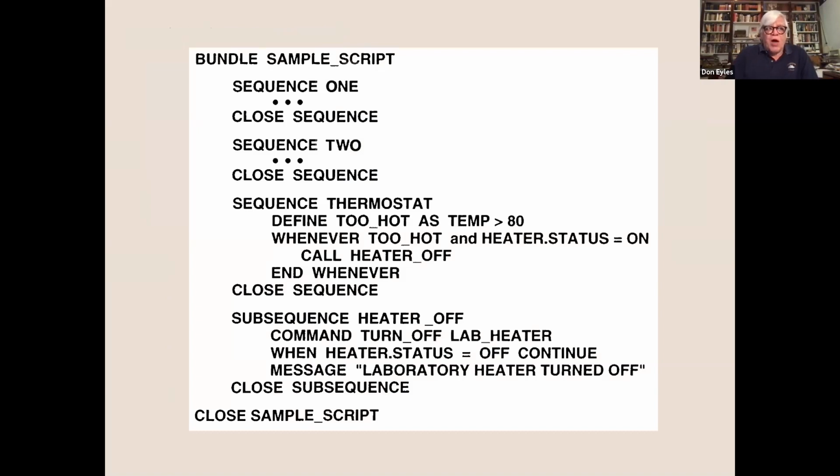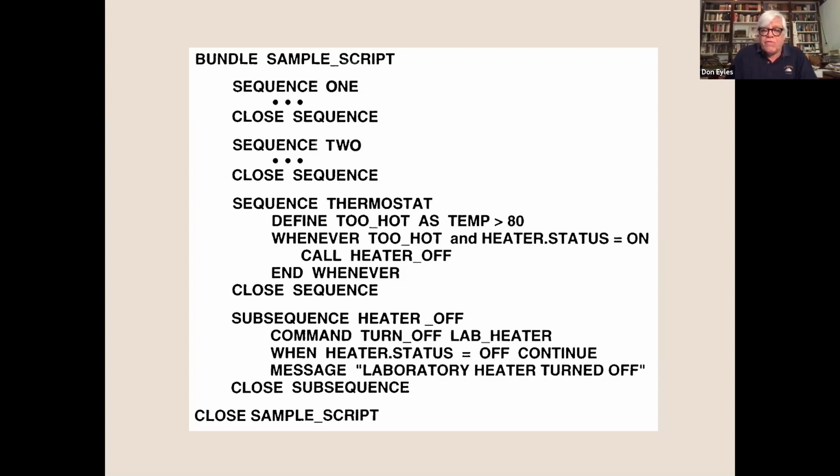Timeliner lets you write sequencing scripts. And here's a very simple example. The unit that's installed is called a bundle. That can contain some number of sequences and subsequences. The sequences operate in logical parallel. In the sequence called thermostat here, one of the things you can see is the define capability. You see we're defining too hot as temperature greater than 80.